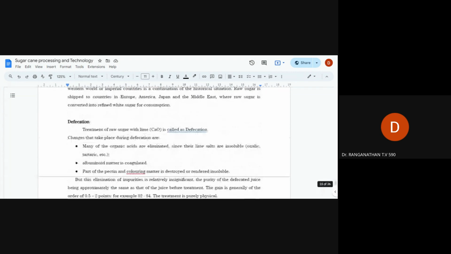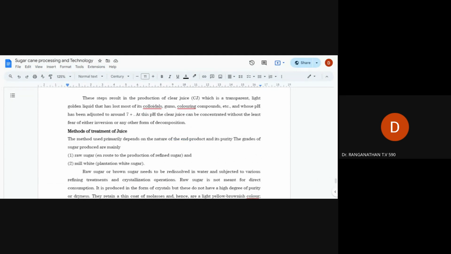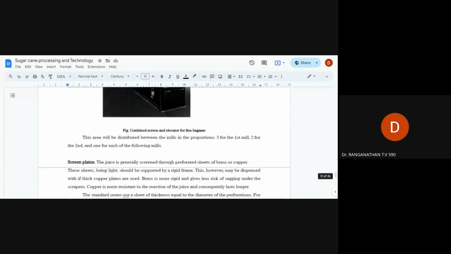This is followed by the process of concentration, for which we'll see a video.